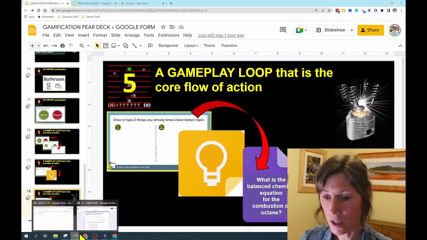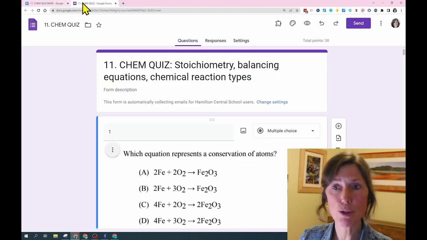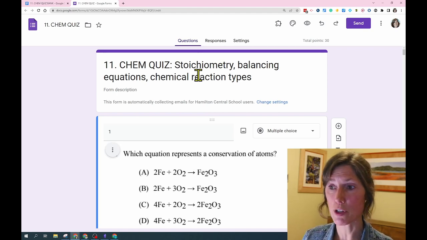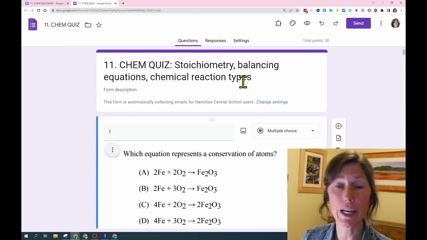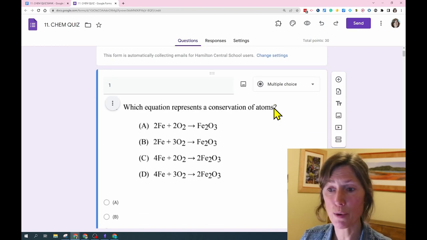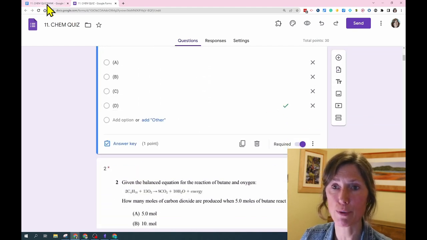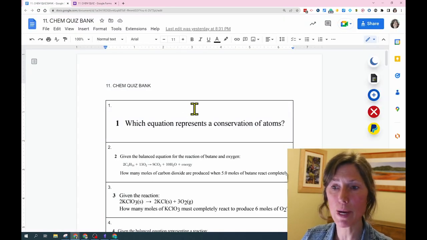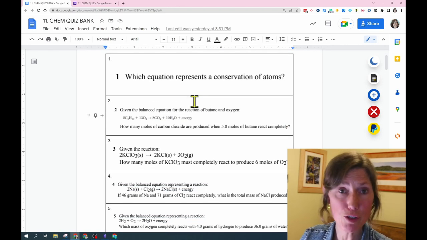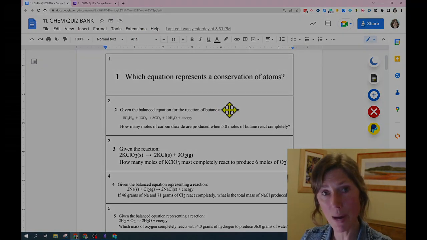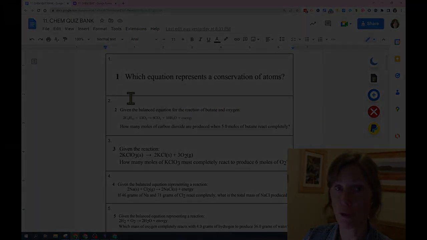So I do 2 things. This particular tab shows you the actual chem quiz that I give them. And this balancing chemical equation is basically of a larger concept, all involving stoichiometry, including chemical reaction types. And I'm showing you here several questions, about 20 multiple choice questions that I'm taking them through. I also have a chem quiz bank that they can use, which are just free response questions. And they can practice with these questions so that they get better at answering the actual multiple choice quiz questions.